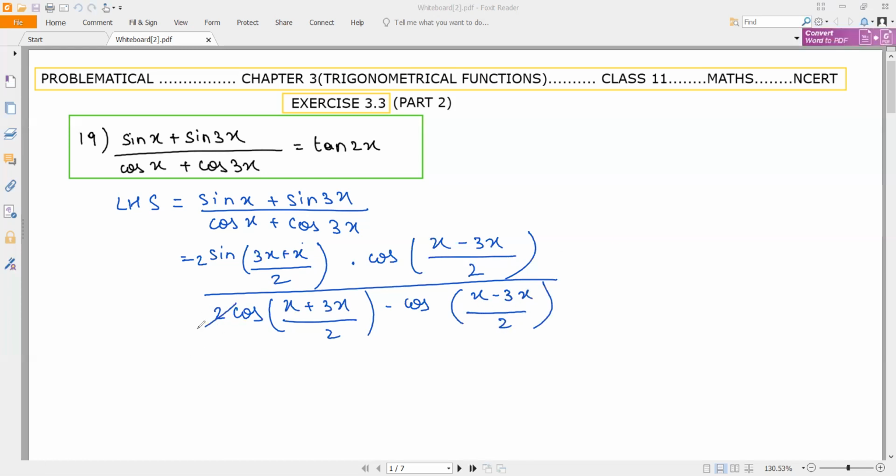Now this 2 will get cancelled, and if you observe, these two terms are the same, so they'll be cancelled. Sine 4x divided by 2 is 2x. So this is sine 2x upon, again x plus 3x is 4x, divided by 2 is cos 2x. Sine 2x upon cos 2x is tan 2x, which is your RHS. Next.